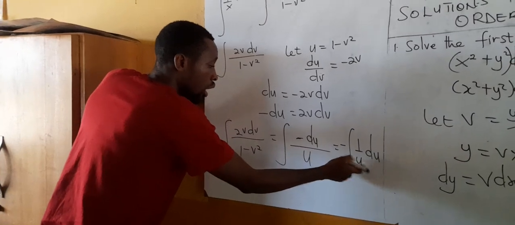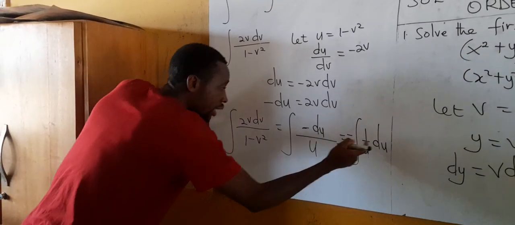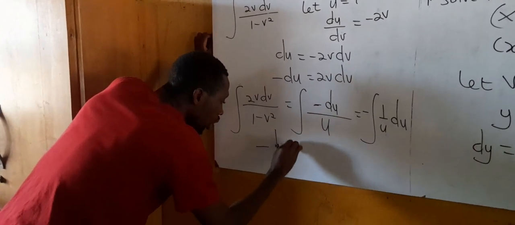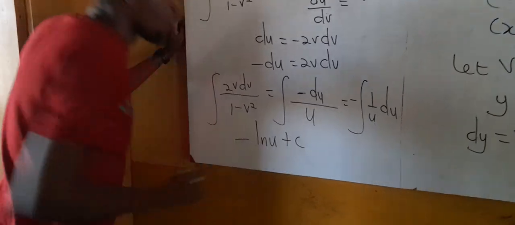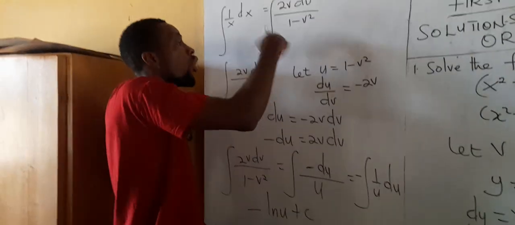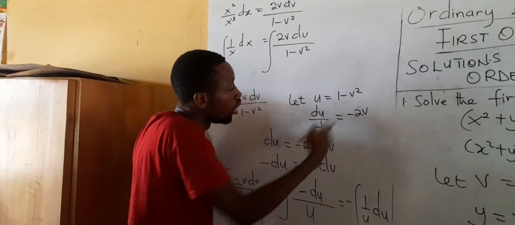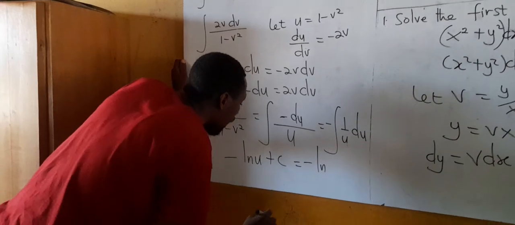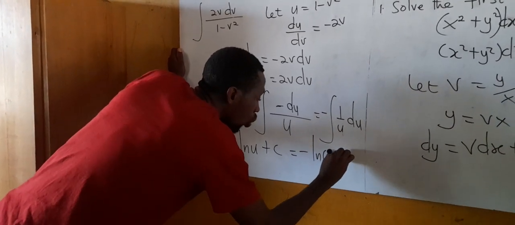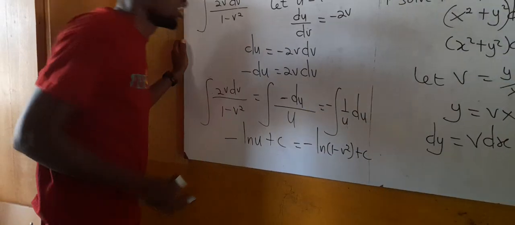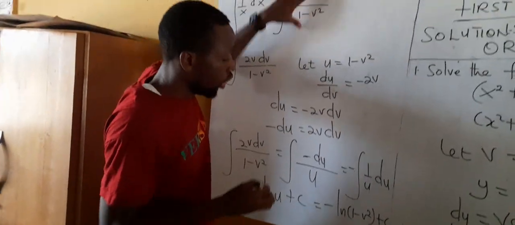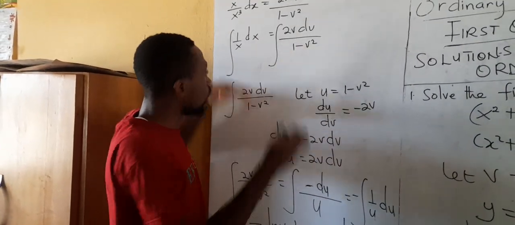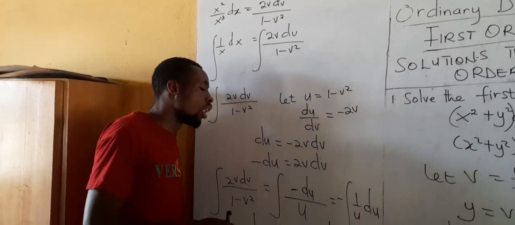So what will be the integral of 1 over u du? The integral of 1 over u is ln u. So we have negative ln u, remember, plus our constant. But we don't have u here, so we replace the u. Remember, we said u should be 1 minus v squared. So this integral will be equal to negative ln of 1 minus v squared plus c. So now we know the integral of this to be this, and we know the integral of this to be ln x. So we just substitute, then we will take it from there.